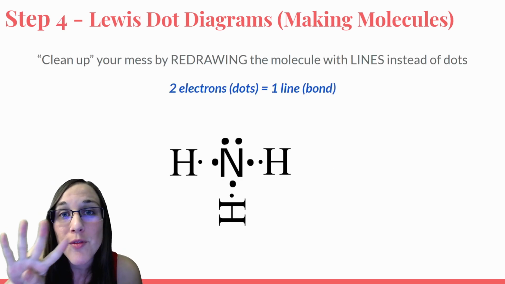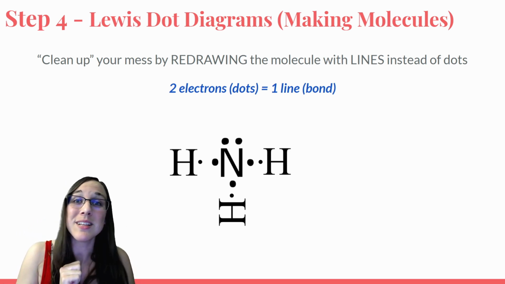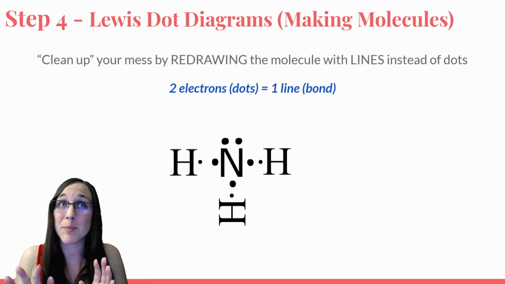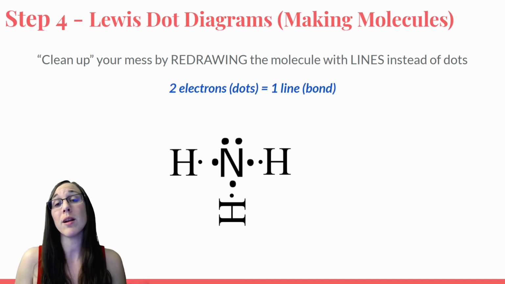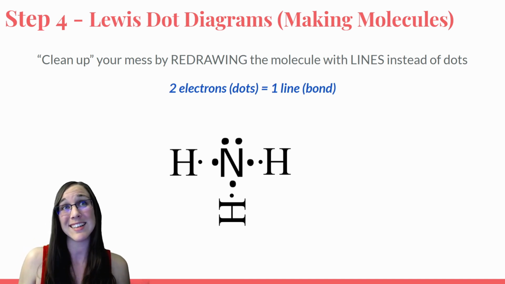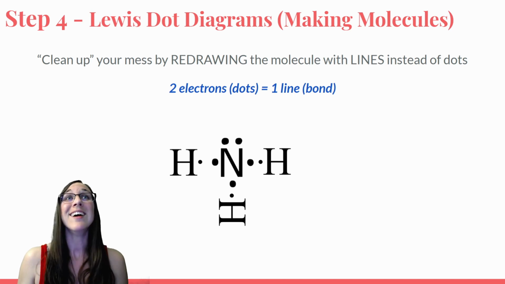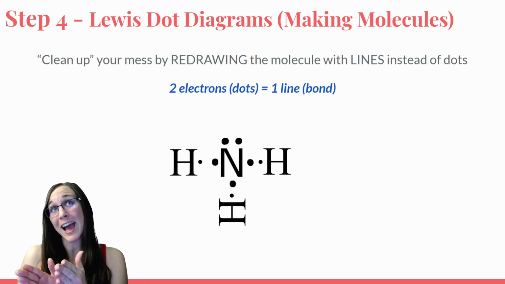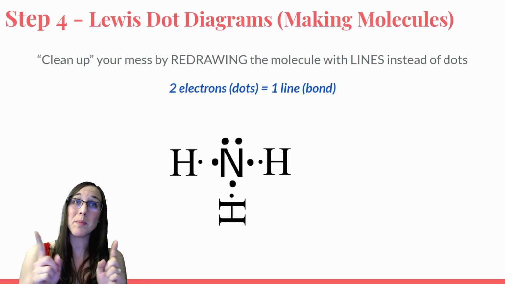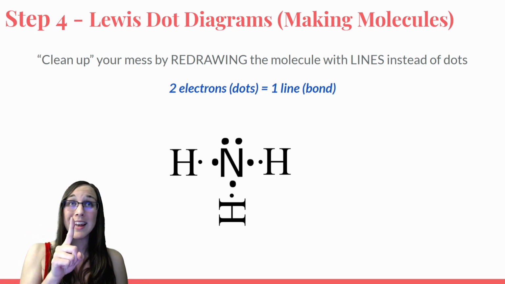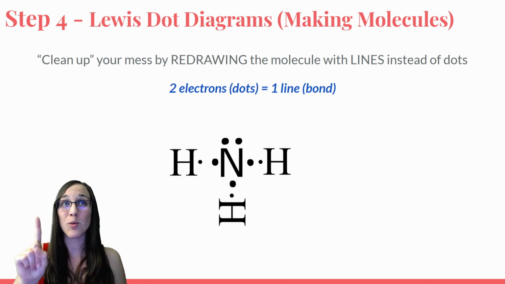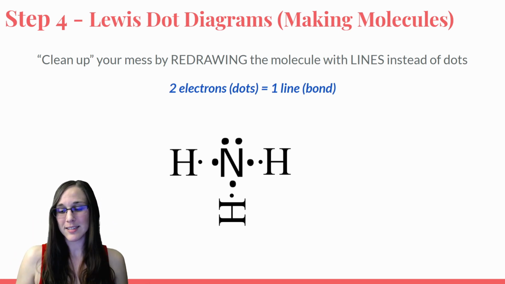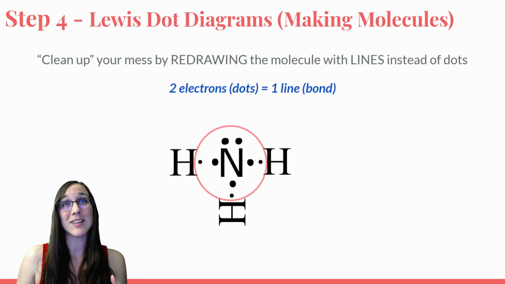And step 4. Now you want to clean up your mess because by now your paper probably looks like a flustercluck and you want to make sure that everything looks nice and tidy before you, of course, turn it in to your chemistry teacher. Duh. So you're going to clean it up by redrawing your molecule with lines instead of dots. So 2 electrons, when you pair them together, is equivalent to 1 line. 2 dots equals 1 line. So when you do this, essentially you're going to be replacing those dots with a line.